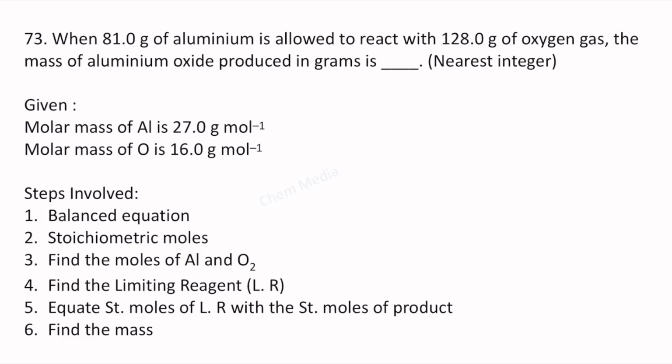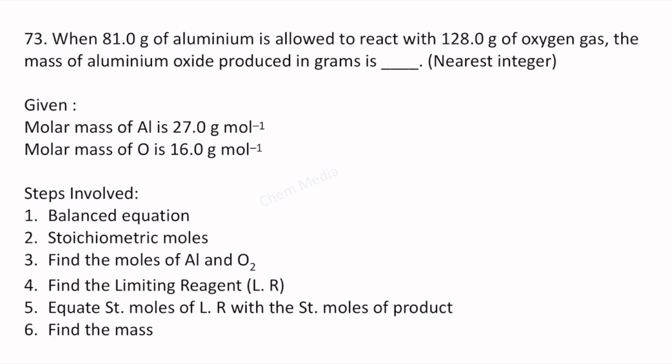Hello everyone, here is a question based on mole concept and limiting reagent. When 81 gram of aluminium is allowed to react with 128 gram of oxygen gas, the mass of aluminium oxide produced in grams is how much? We need to find out the nearest integer.